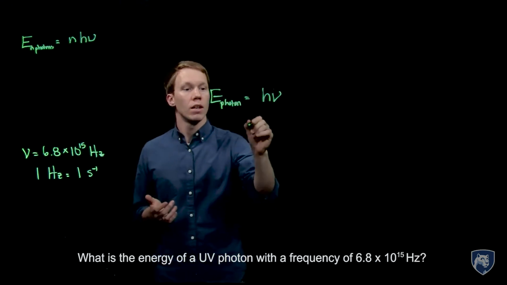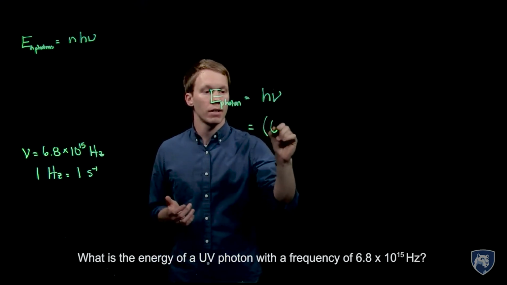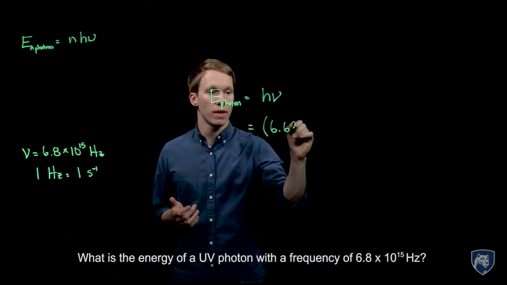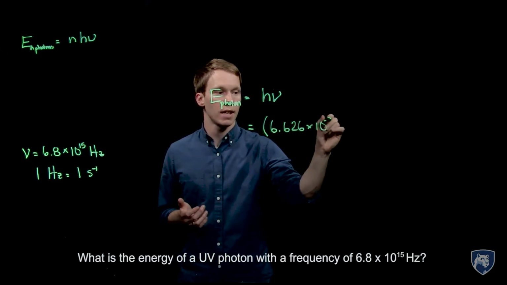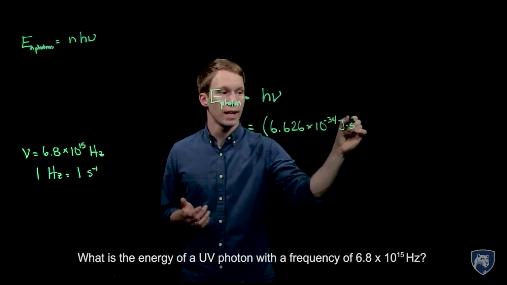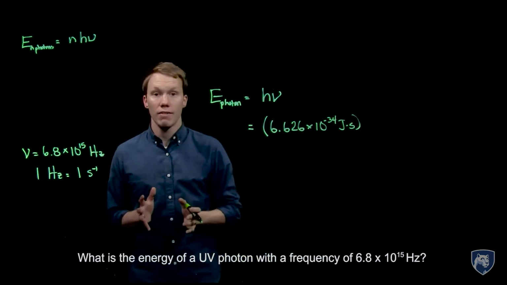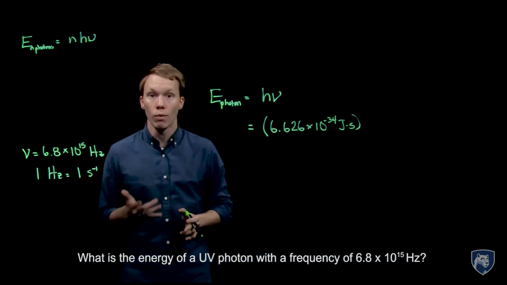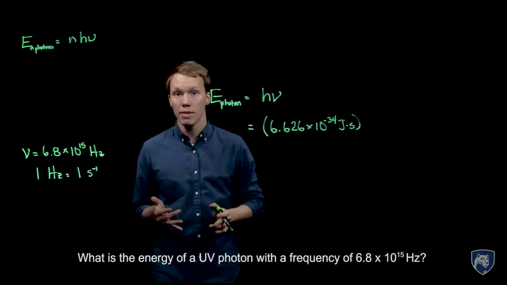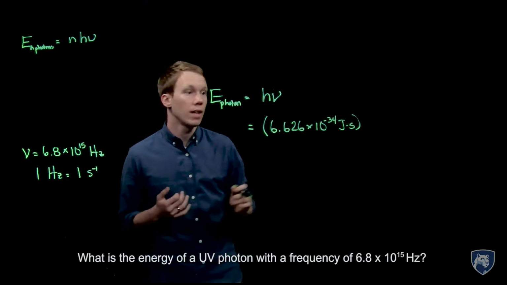So I plug in my value for Planck's constant, 6.626 times 10 to the negative 34th joule seconds. And that number is given on your constants and equation sheet that will be available to you during exams, so it's not something you need to memorize.